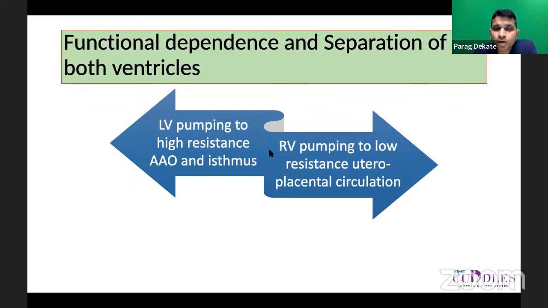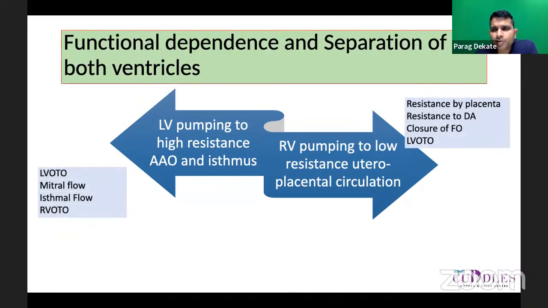You understood that because 90% of RV blood goes through the patent ductus arteriosus into the descending aorta, which is a low resistance circulation here. But once the baby is born, it becomes a high resistance circuit. But the LV is pumping into the upper part of the body through the arch of aorta and isthmus. Depending upon that, we see a lot of things, which play a different role in both RV and LV. So it can be the resistance of the placenta, ductus arteriosus, closure of the foramen ovale, left ventricular outflow tract obstruction, which itself causes trouble with the LV, and the RV pumping into the descending aorta.